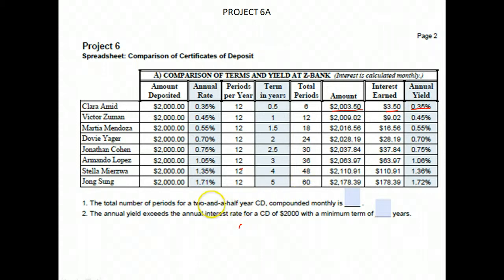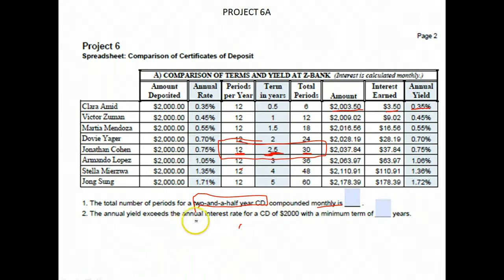It says the total number of periods for a 2.5-year CD compounded monthly is what? Okay, well, do we have one of those? Right here we do. Okay, this is compounded monthly, we know, because there's 12 periods in a year. The term was 2.5, so 2.5 years like they suggested, and so that is 30 periods.